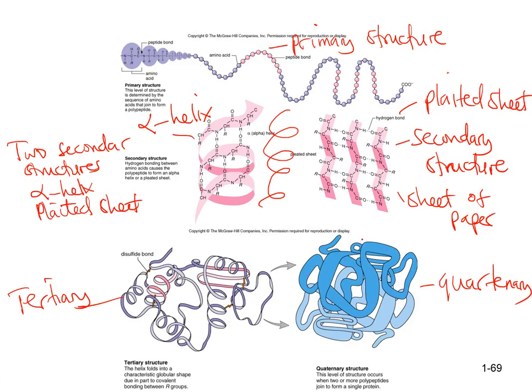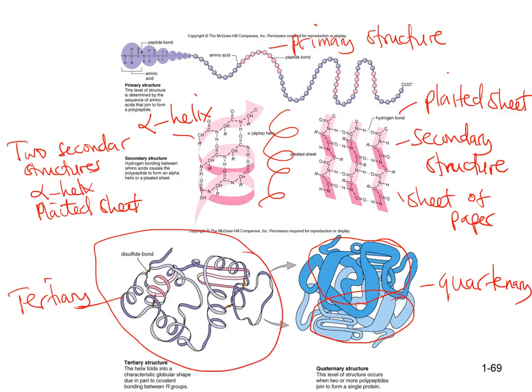You can see for quaternary structure we have two proteins here. We have this protein that is blue, and we have this protein that is faint blue. Tertiary, we have a lot of folding, but it's just one protein. The same thing with the helix and the plated sheet.